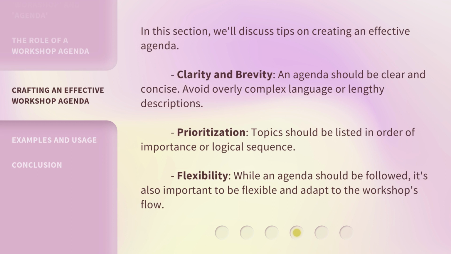In this section, we'll discuss tips on creating an effective agenda. Clarity and brevity. An agenda should be clear and concise. Avoid overly complex language or lengthy descriptions. Prioritization. Topics should be listed in order of importance or logical sequence. Flexibility. While an agenda should be followed, it's also important to be flexible and adapt to the workshop's flow.